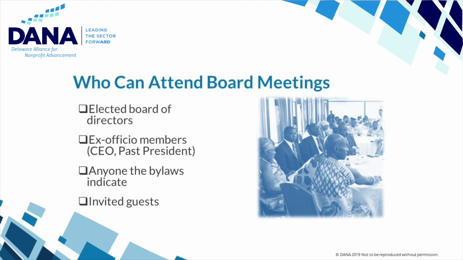Elected directors are required, and again, that quorum would give you an indication of how many of them need to be at the meeting. You might also invite different ex officio members. For example, the executive director or CEO might be ex officio, but they may not have a vote. Past president. In some organizations, because of their partnerships, they might have an ex officio member who is on the board of a strategic partner. And of course, any other position that the bylaws indicate.